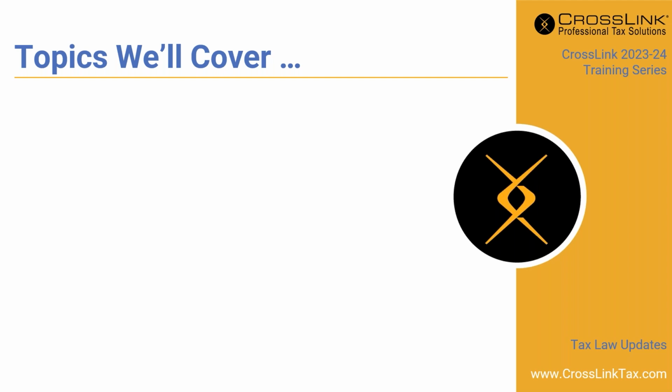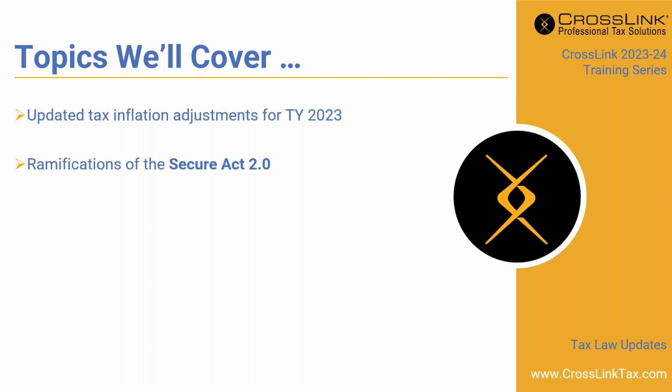So the topics we're going to cover today are as follows. First of all, updated tax inflation adjustments for 2023. It's a fancy way of saying this is what you're going to get for standard deductions, those types of things for this upcoming year, or what people can claim. We're then going to call attention to the ramifications of the Secure Act 2.0, which has to do with retirement.